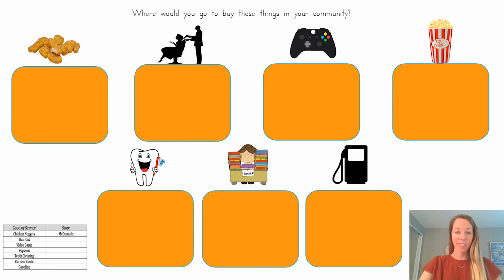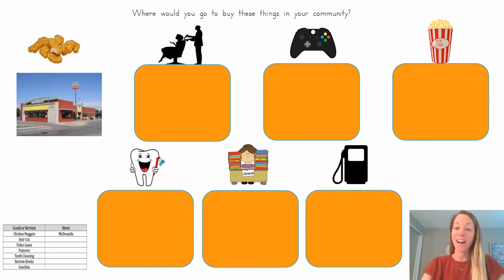So let's go back to our learning packet, and now I want you to think about your own community and the places in your community. So we're going to write down the name of the places that you can go to buy each item or a service. Okay, so our first one is chicken nuggets. Where is a place you can go to buy chicken nuggets? I thought about McDonald's. Maybe you thought about that, or maybe you thought of a different place.